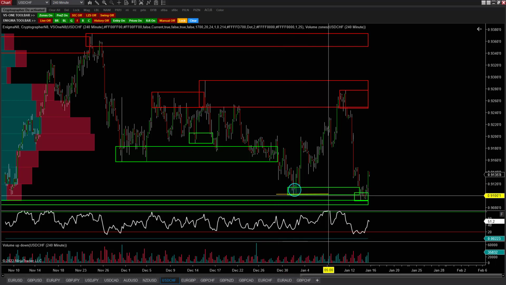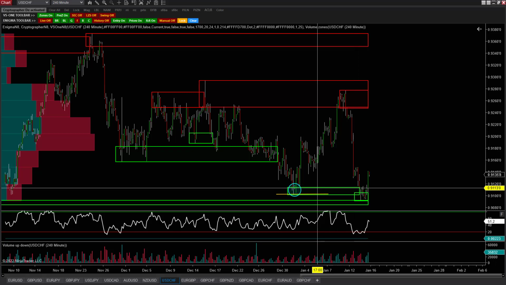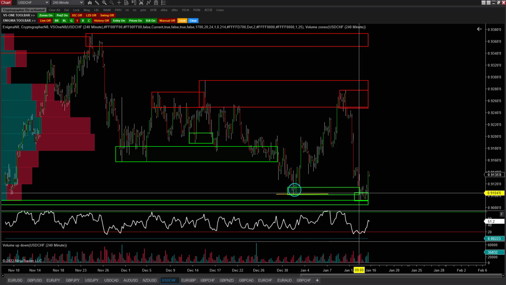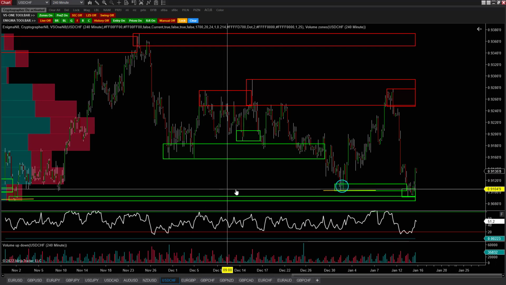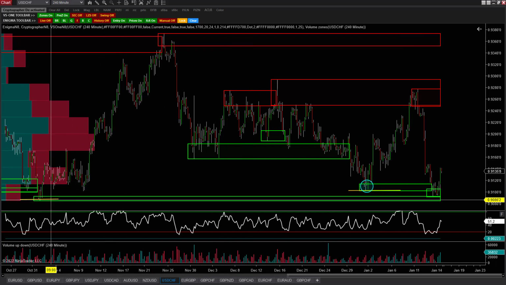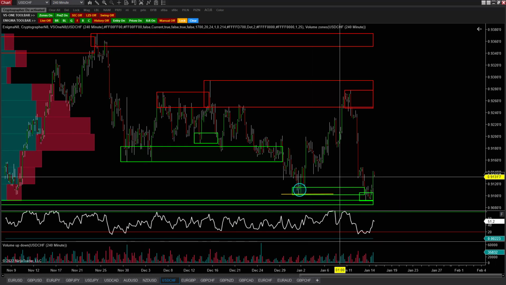And you can see this is a perfect example of how price came down to this previous level of structure support. We probed past it, actually touched the previous level of structure support looking left, before rallying back up.